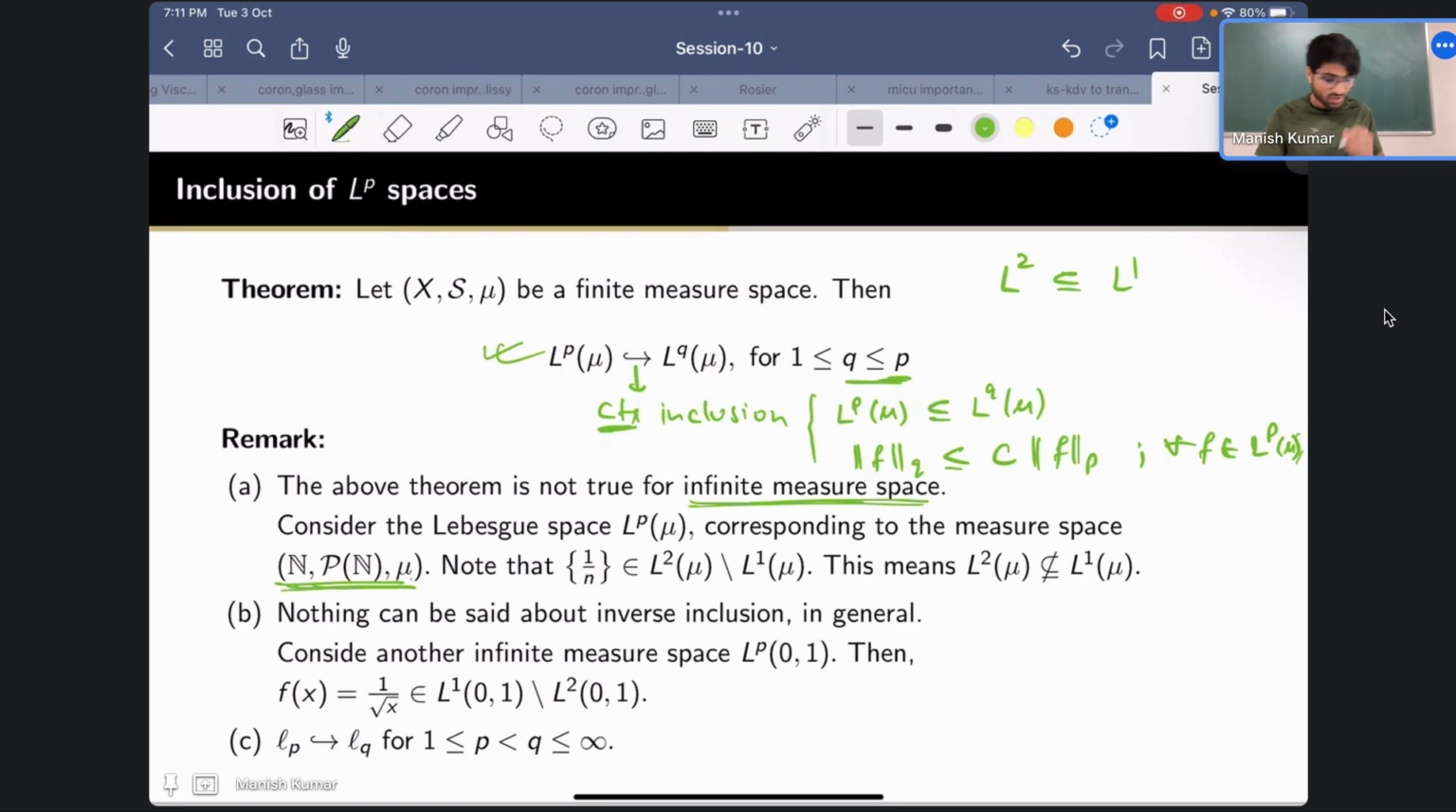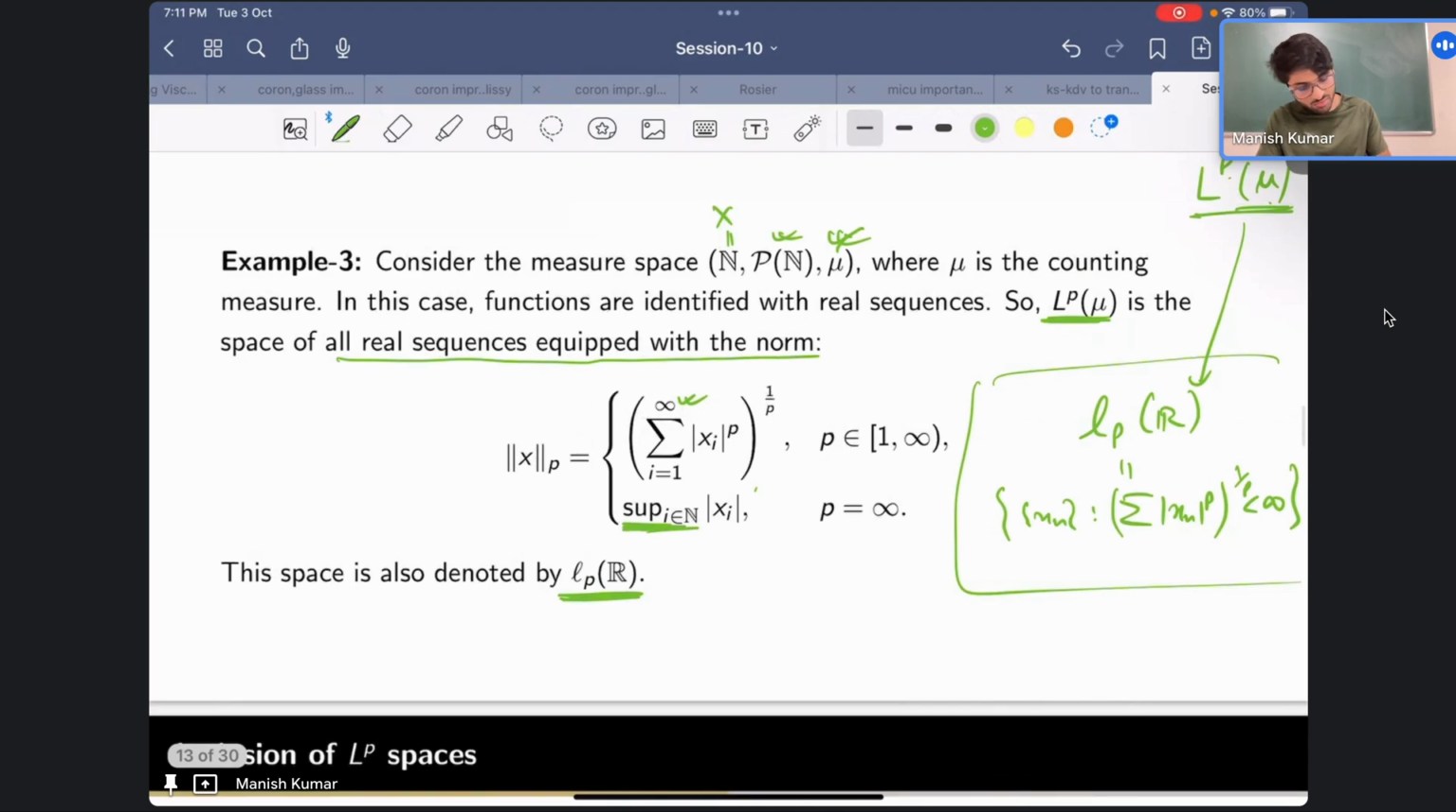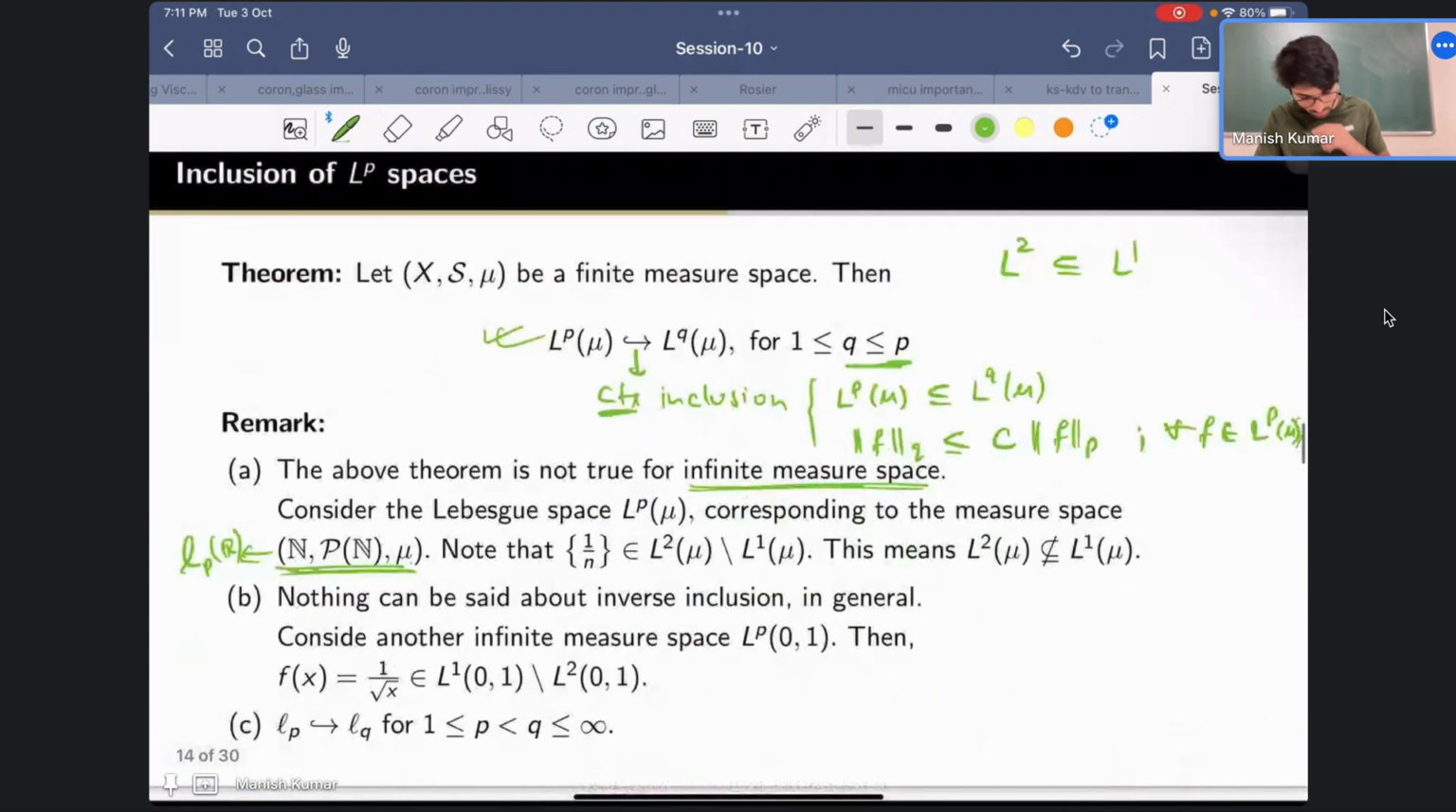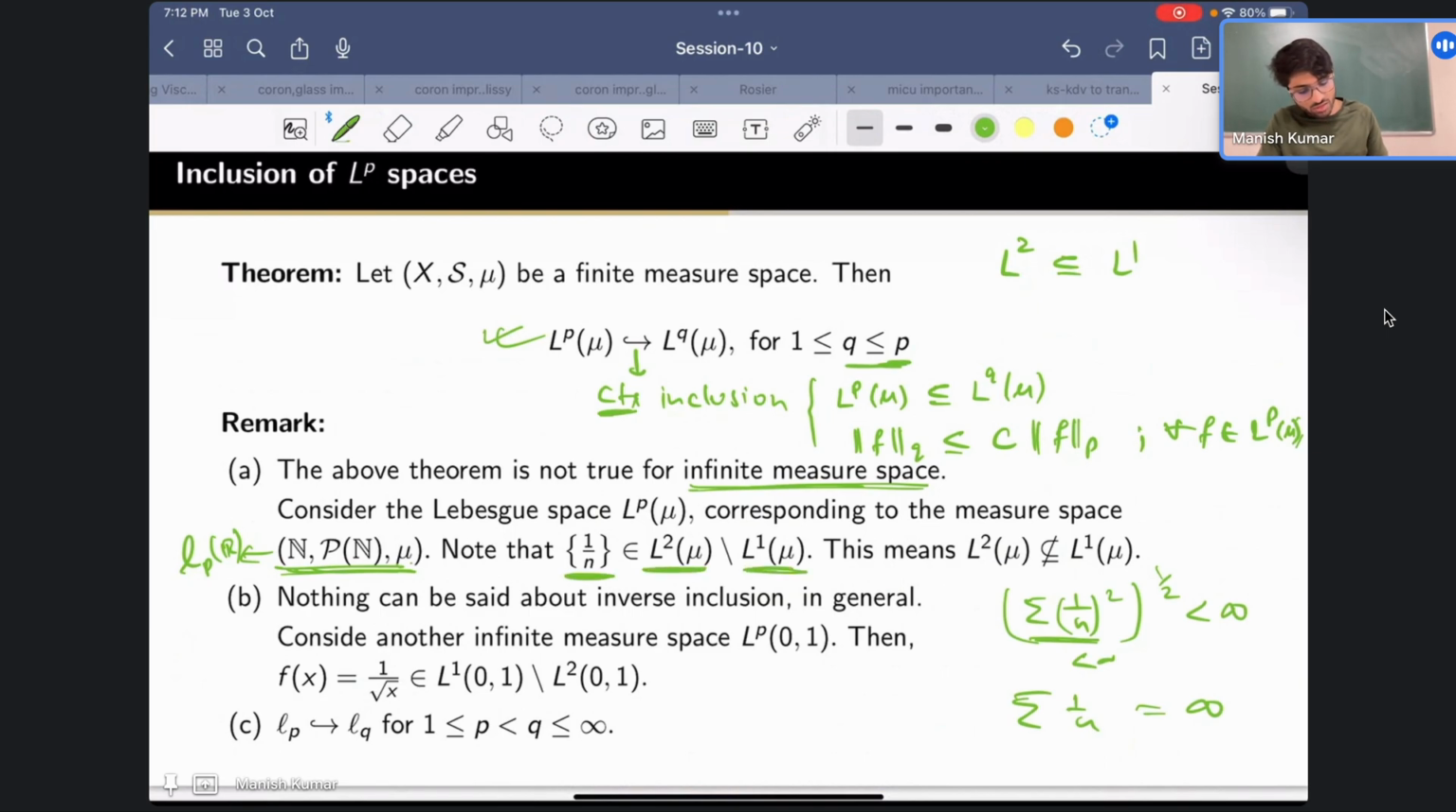In this case, L^p is nothing but small l^p of R, the space of real sequences, which we have seen here. You can clearly see that the summation of 1/n^2 is finite, so the root is also finite, but the summation of 1/n is infinity. This is a divergent series. So 1/n belongs to L2, but it does not belong to L1.